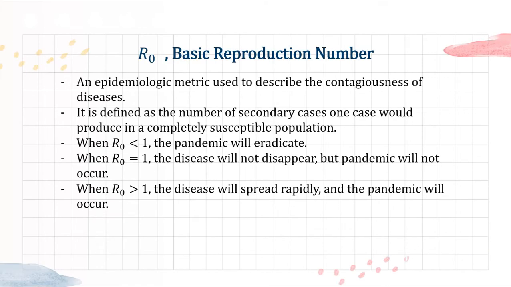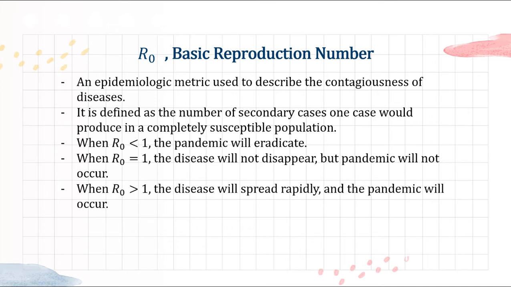Next, I'm going to introduce the basic reproduction number, which is R0. This is one of the ways to quantify the severity of transmission of disease. This quantity is an epidemiologic metric used to describe the contagiousness of disease. It is defined as the number of secondary cases one case would produce in a completely susceptible population.